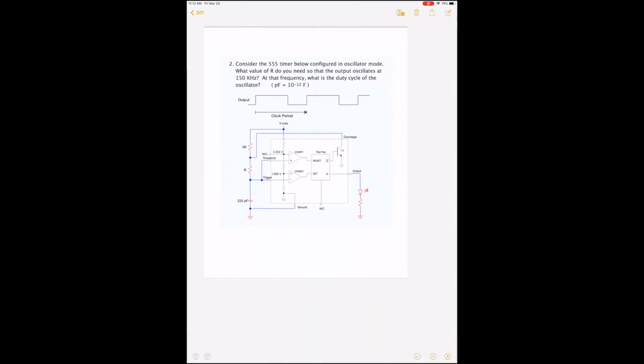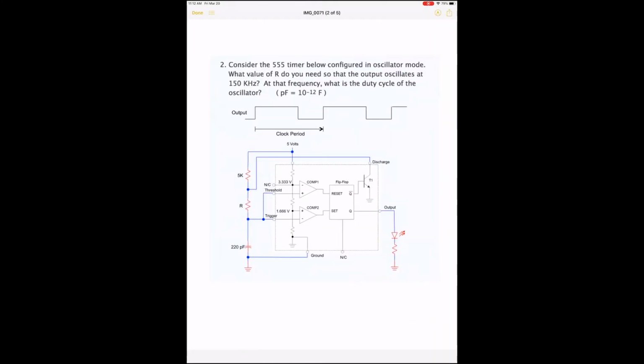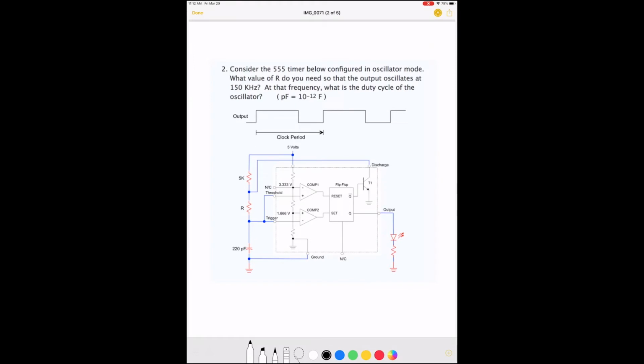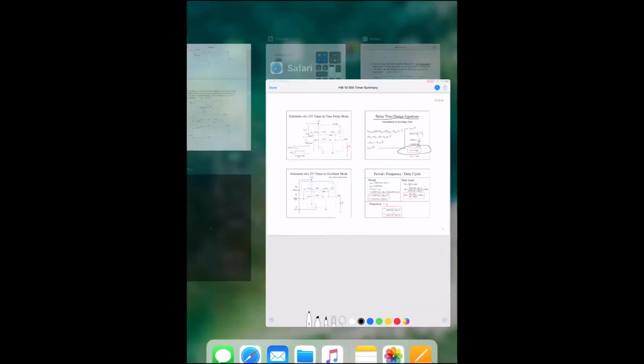Let's see if we can scroll down to number 2. So number 2 is a little bit more complicated because now we are in oscillator mode. This problem says consider the 555 timer below configured in oscillator mode. What value of R do you need so that the output oscillates at 150 kilohertz? And at that frequency, what is the duty cycle of the oscillator? For this one, same thing, we just need to go into the notes and find the equations that we think are most useful. So let's go back to this page.